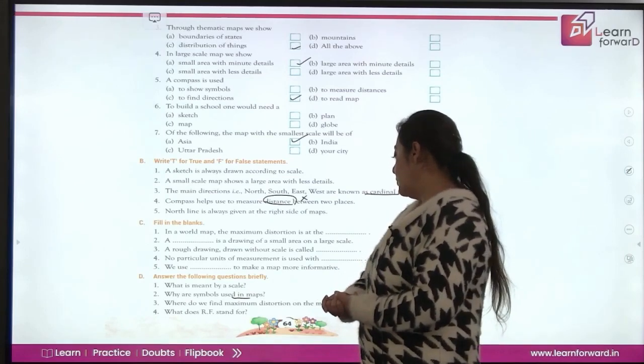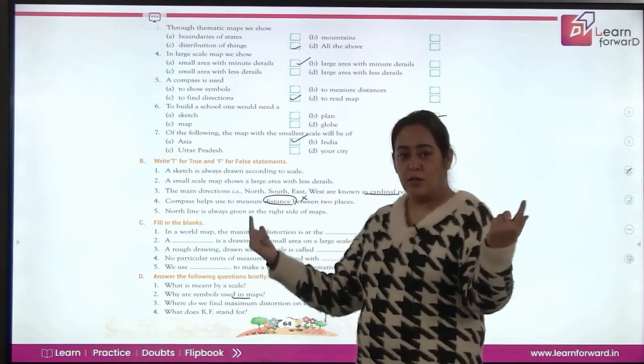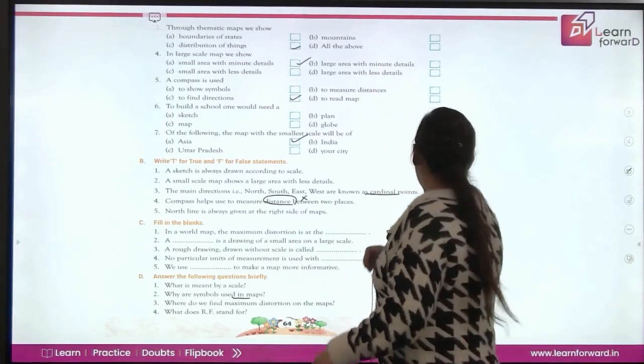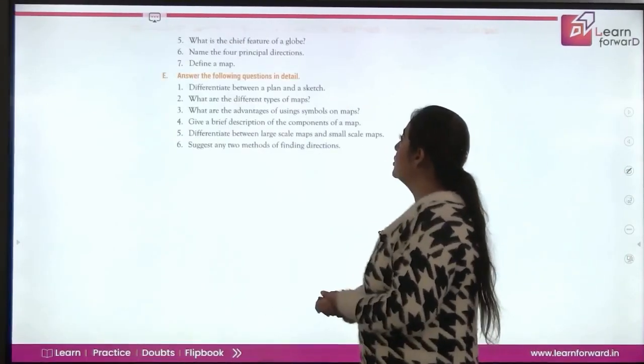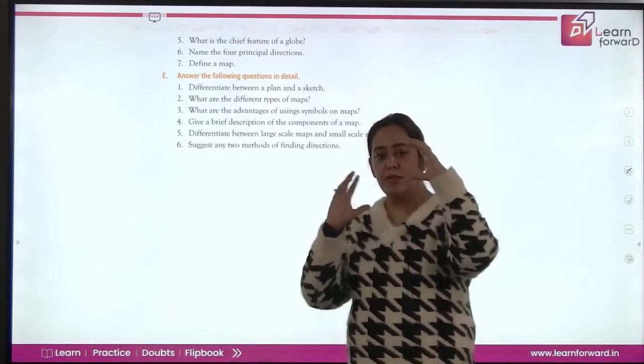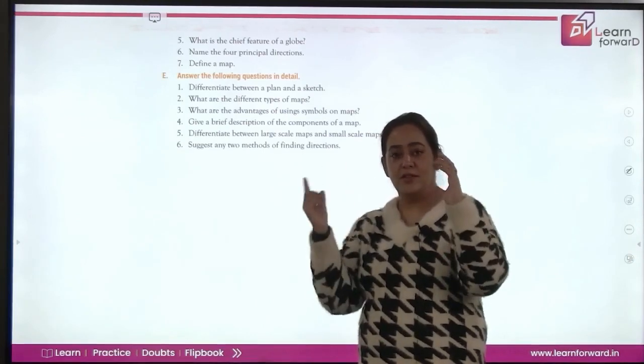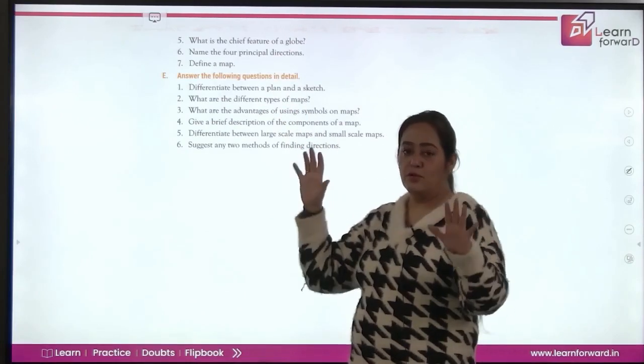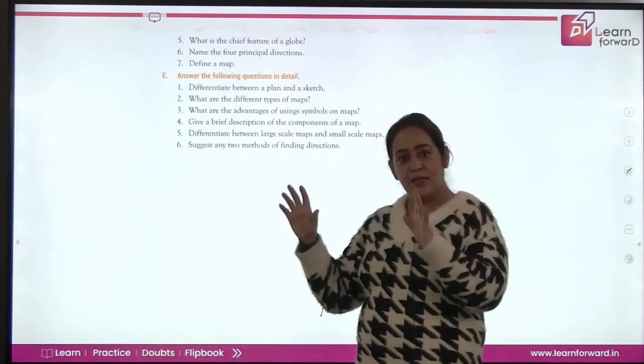Where do we find maximum distortion on the map? So maximum distortion is on the poles. Then what does RF stand for? RF stands for representative fraction. Now next is, what is the chief feature of a globe? A globe is circular, it is tilted on an axis and it can rotate. Then what are the four principal directions? The four cardinal directions are north, east, west, south.